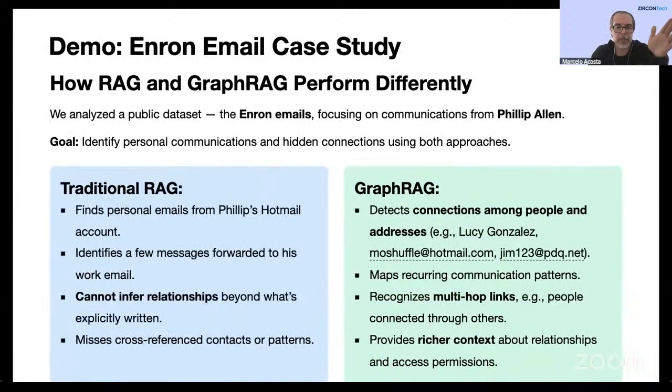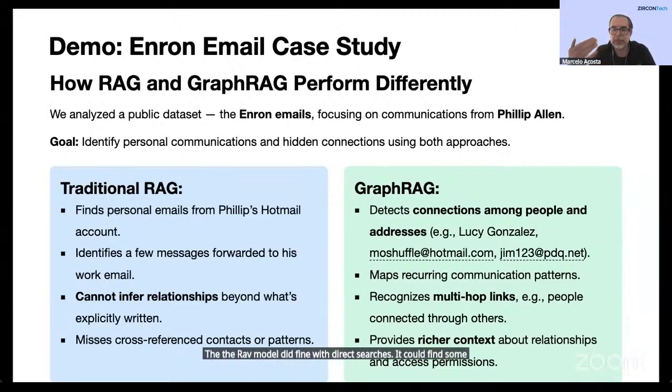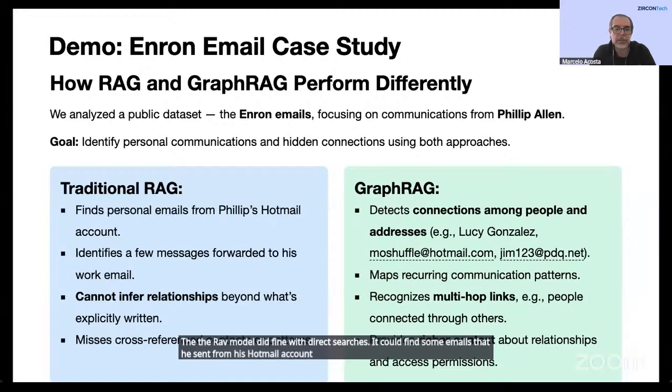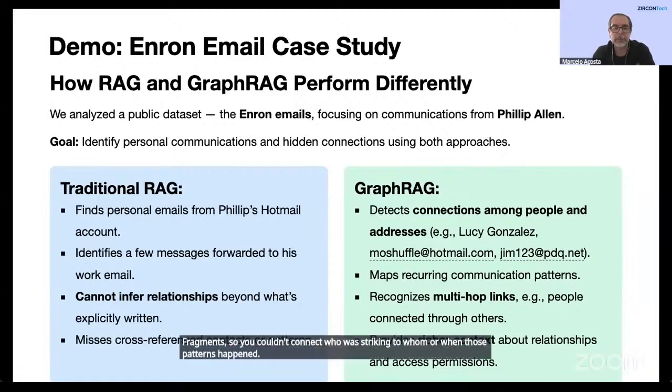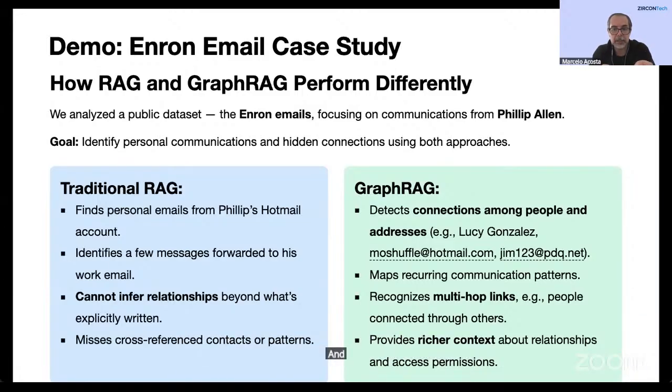So, okay, as we're going to explain a little bit more of what we saw. The RAG model did fine with direct searches. It could find some emails that he sent from his Hotmail account and messages that he forwarded. But that's it. It only looked at text fragments, so it couldn't connect who was writing to whom or when those patterns happened. And with GraphRAG, on the other hand, we have a network to visualize.